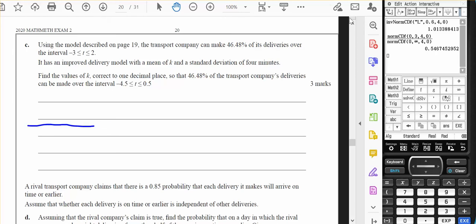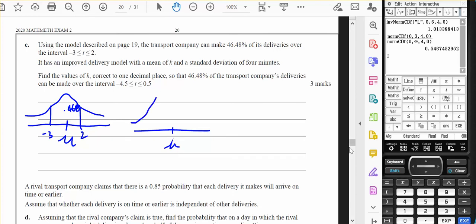So what do I know? I know that I don't know the mean. But I do know that between -3 and 2, that is 0.4648. And I also know, given the same mean, going from -4.5 to 0.5, there's some sort of translation happening. So I do know that this area here is also 0.4648. This probability here will equal this probability here. And I'm going to use the z-scores to link them together.